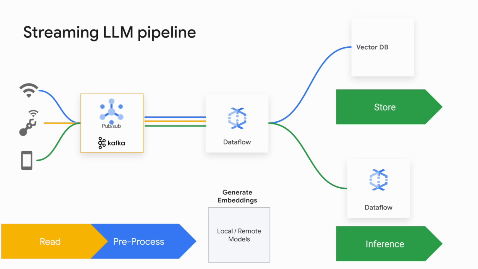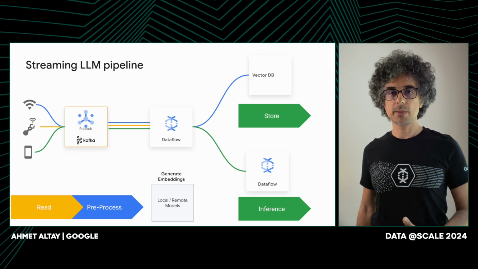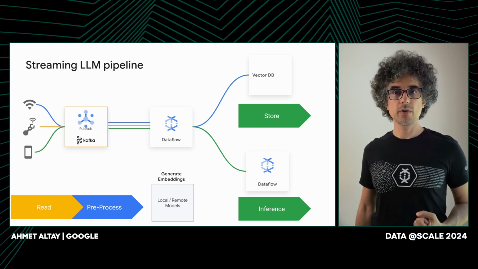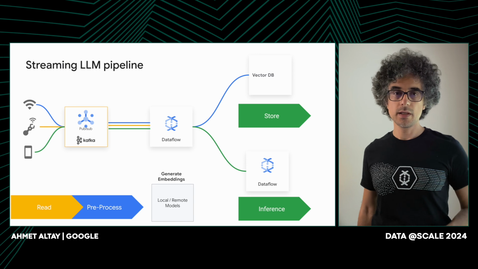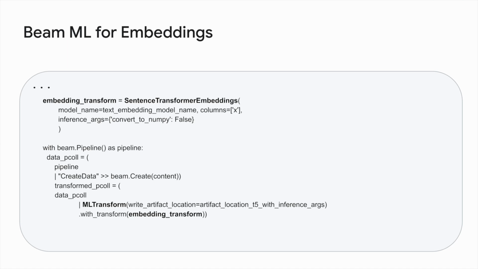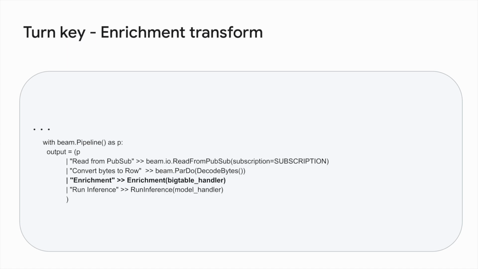Going back to our original example, inference is only part of the puzzle. We would like to solve other parts of the LLM pipelines, for example, integrations with vector DBs or embedding generation. And BeamML offers out-of-the-box solutions for these as well. For example, MLTransform comes with tens of out-of-the-box solutions to do your pre-processing and post-processing. MLTransform also integrates with any number of embedding frameworks that are out there. And similarly, Enrichment Transform, as the name implies, can enrich your data, connecting to a key value store, and it will handle all the productionization and scaling aspects of this enrichment work.